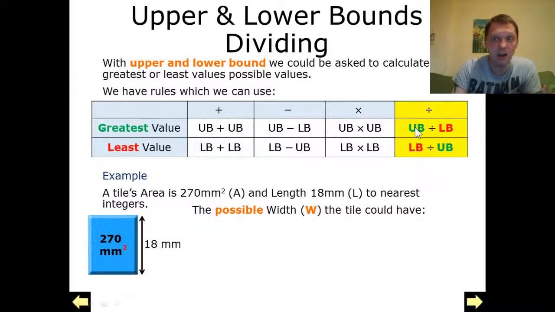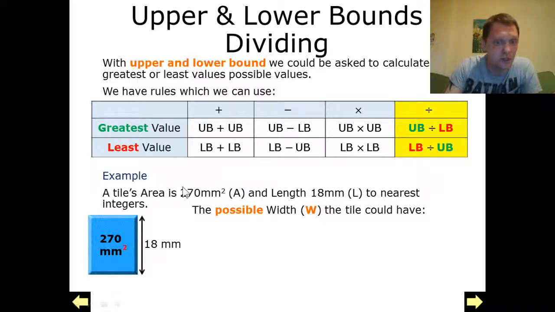So I'm going to take our upper bound and divide it by our lower bound of our two possible lengths, and that's to find our greatest. To find our least, we're going to take our lower bound of the first value and divide it by the upper bound of our second value.